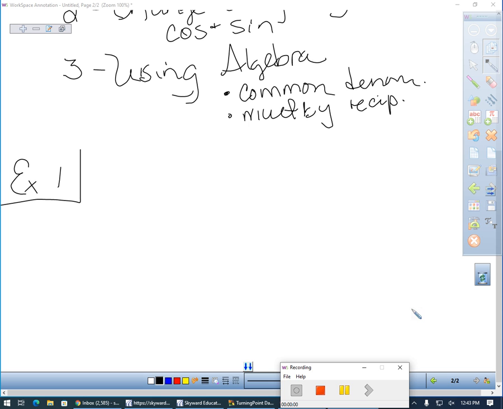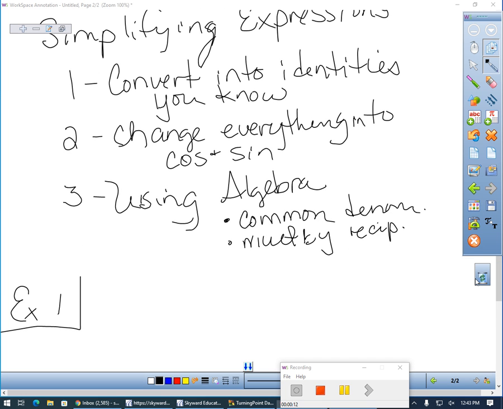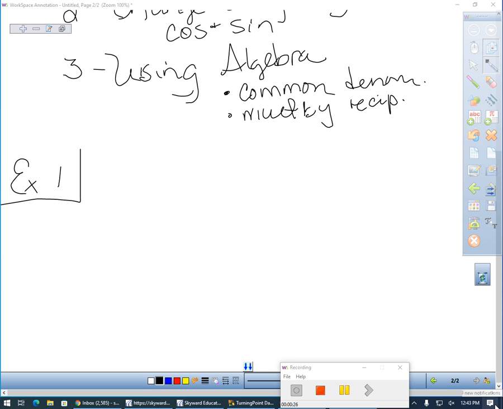For those of you just joining us, we were talking about ways to simplify our expressions. And so we said we had 3 different ways. We want to convert into identities, change everything to cosine and sine, and then use algebra like getting common denominators and multiplying reciprocals, different things that we know how to do. It's just easier with numbers instead of words, right?